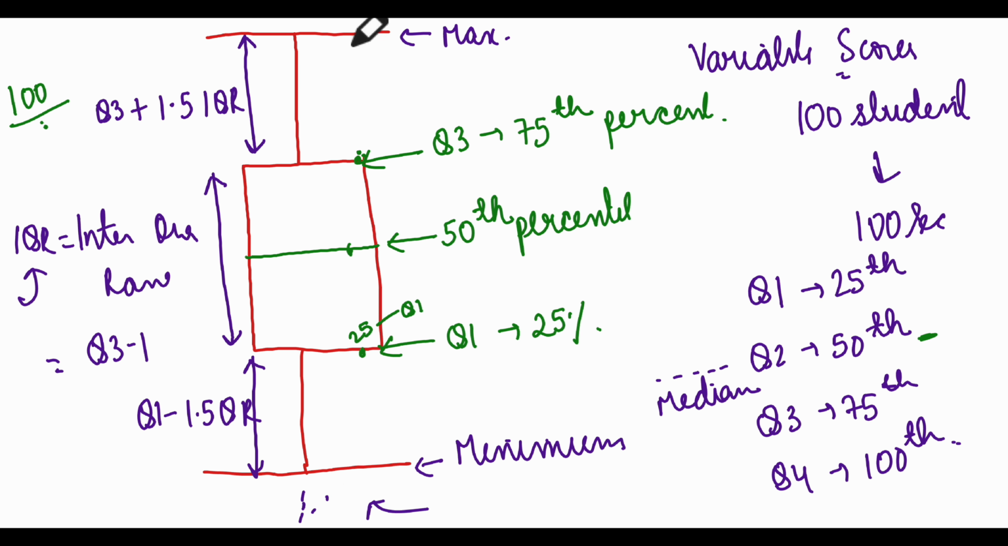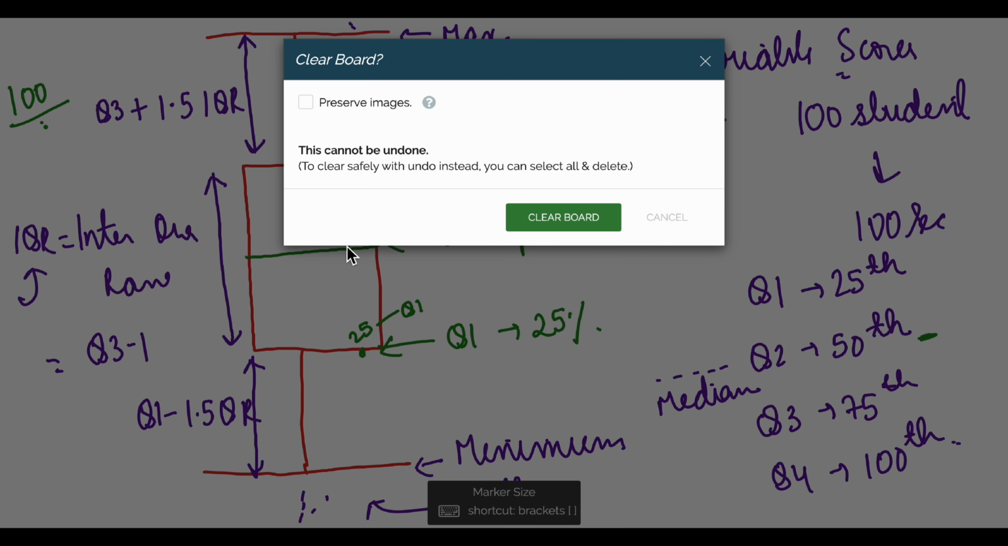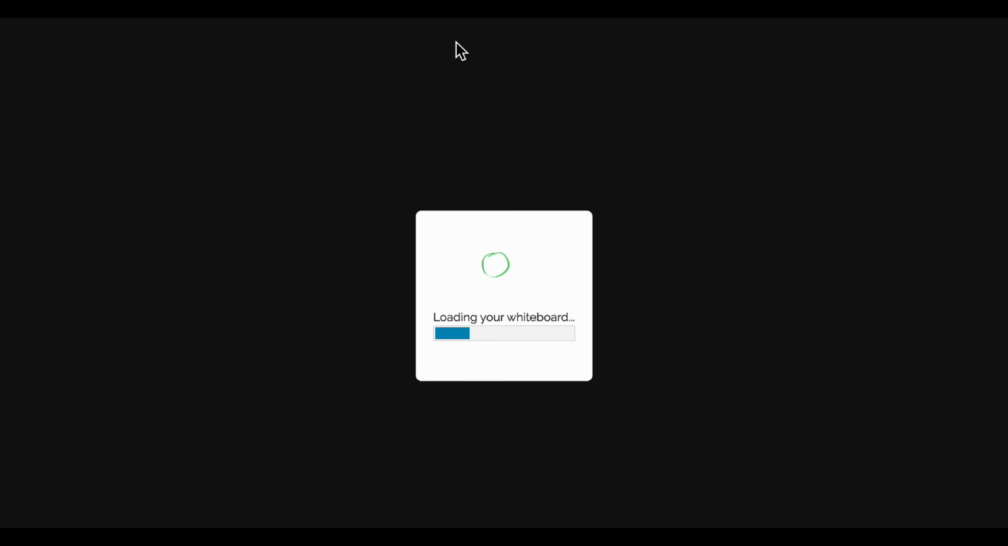Any point which lies above this is called an outlier, and any point that lies below this is also called an outlier. So don't get confused, don't worry. Let me revise this once again. Let me draw it first once again. So this is your bar, this is your box plot.